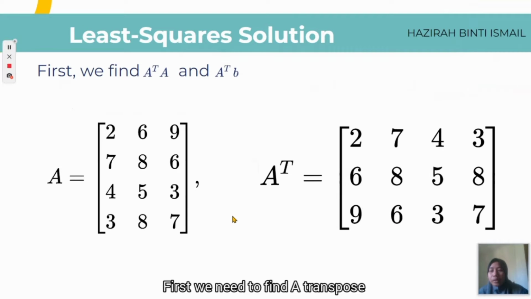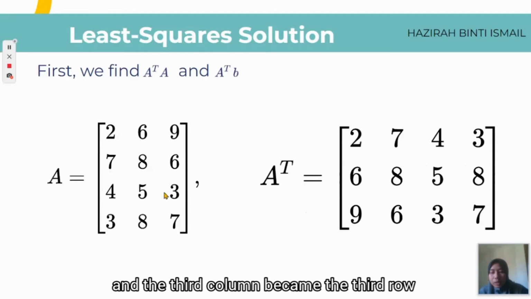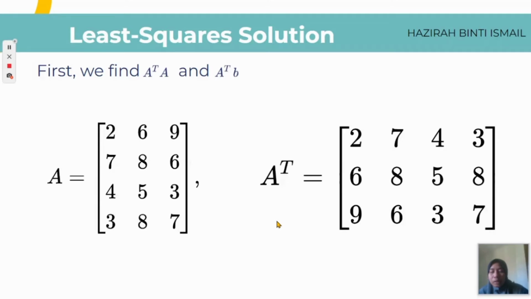Okay, first we need to find A transpose. Using the given matrix A, we can change that into an A transpose by taking this column and changing it into a row, the first row. So the second column becomes the second row and the third column becomes the third row. So we get the A transpose.